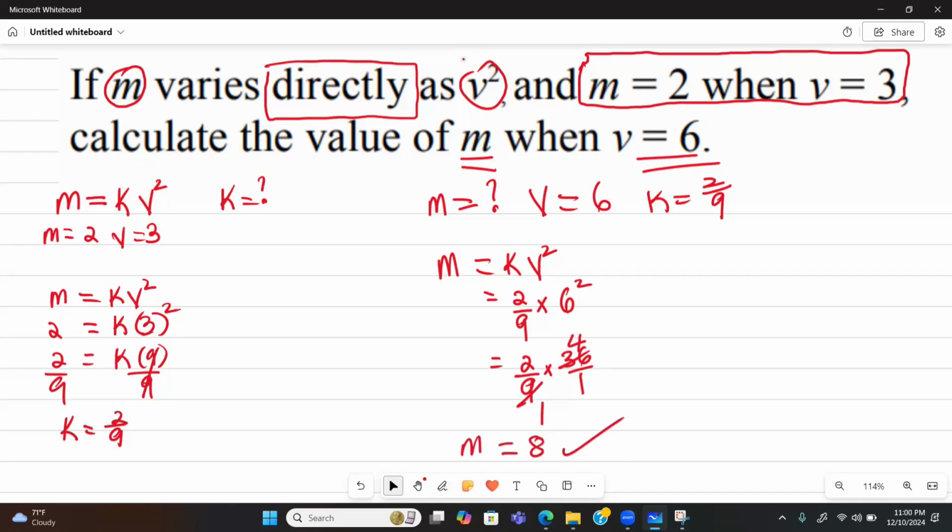So this is how we solve these problems. The conclusion is we're going to have a pair of the variables. So we're going to get an m, get a v that works. We use that to find our constant of variation. And then from that, we use the constant and the other variable to find the missing one. It's always going to be of that format. Let's take a look at another question.